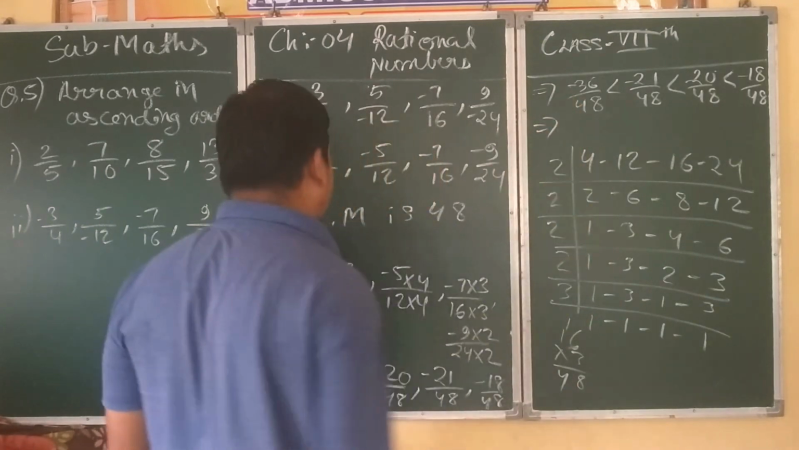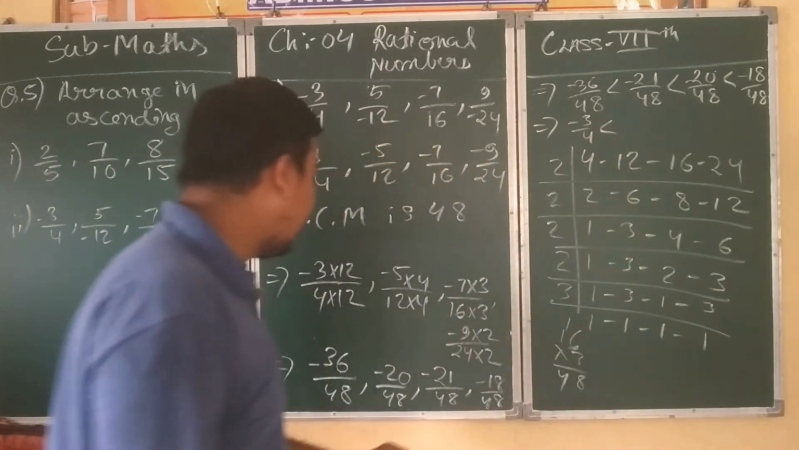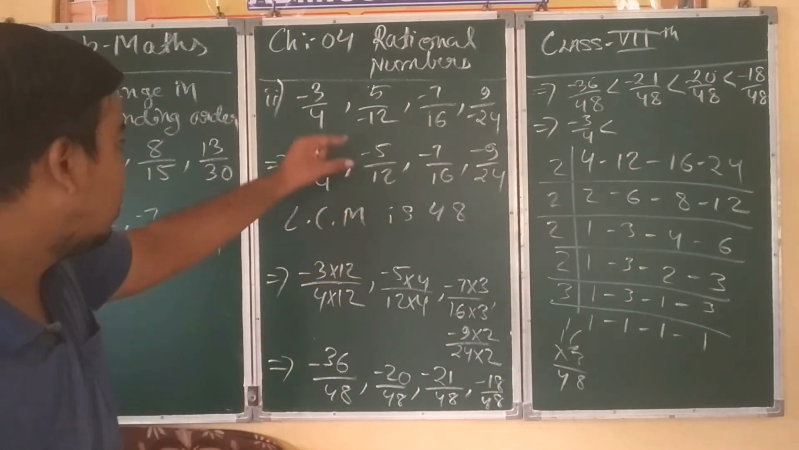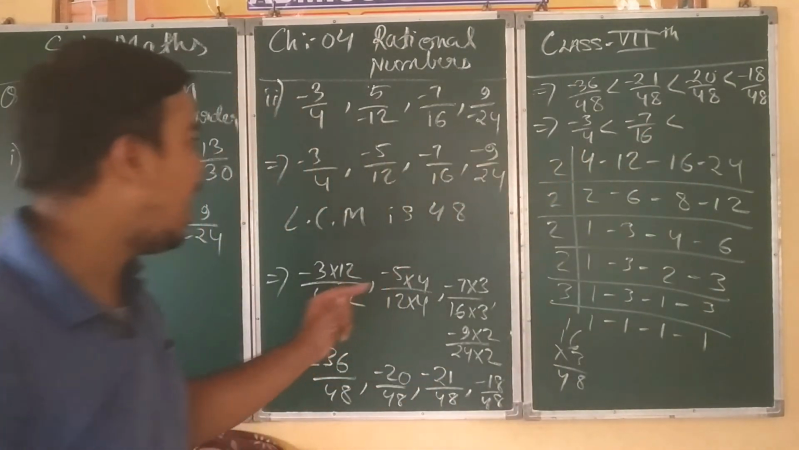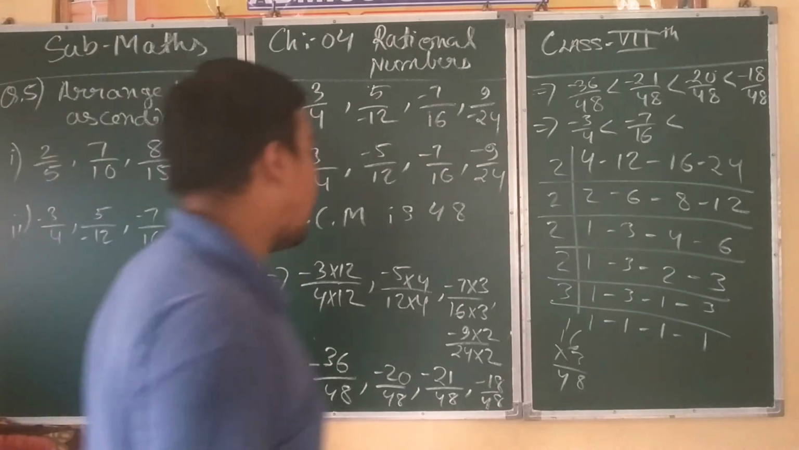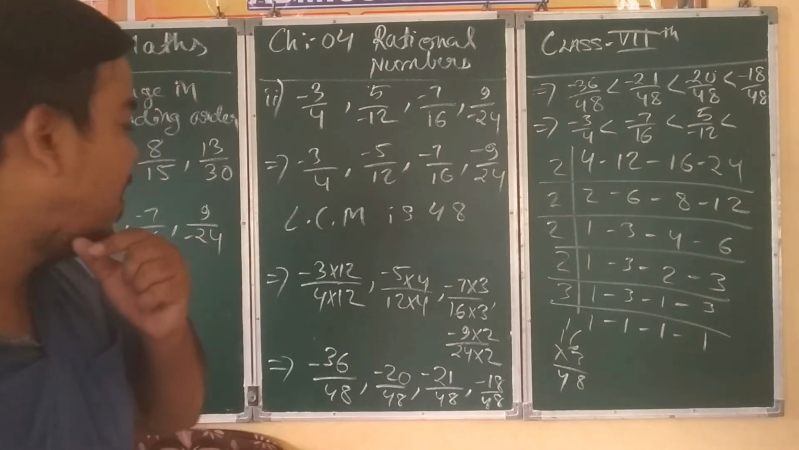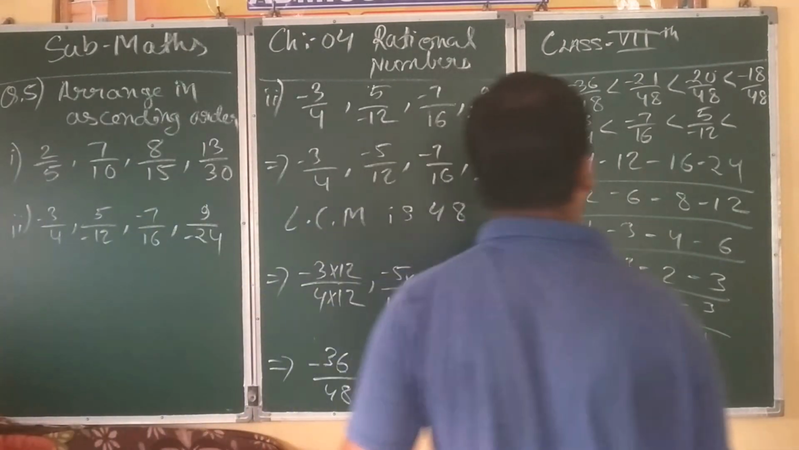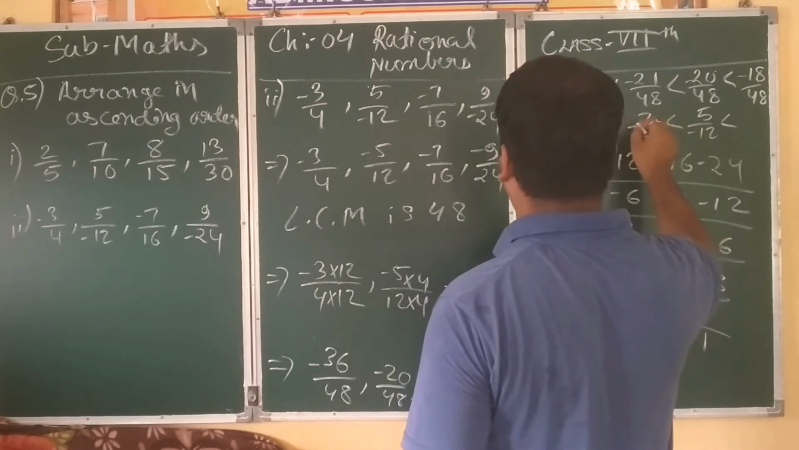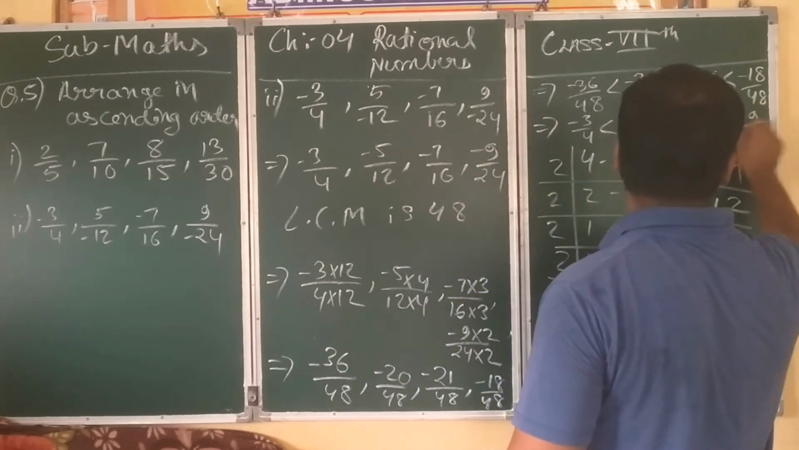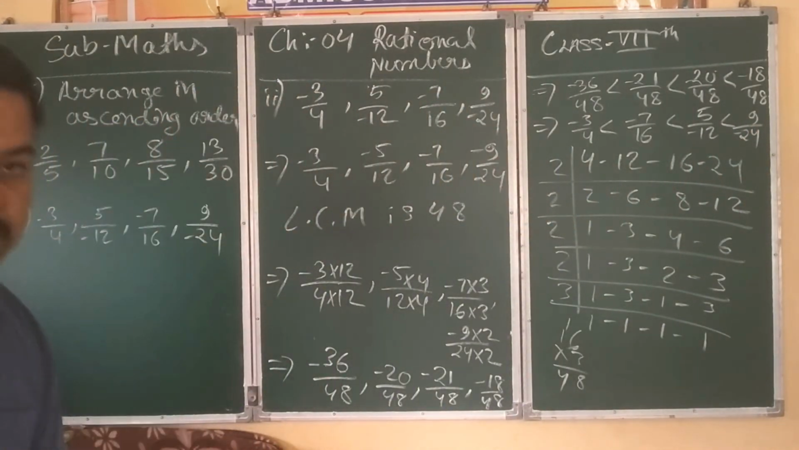Minus 36 by 48 means minus 3 by 4. Minus 21 by 48 means minus 7 by 16. And minus 20 by 48 means 5 by minus 12. And minus 18 by 48 means 9 by minus 24. This is our final answer. Please copy this.